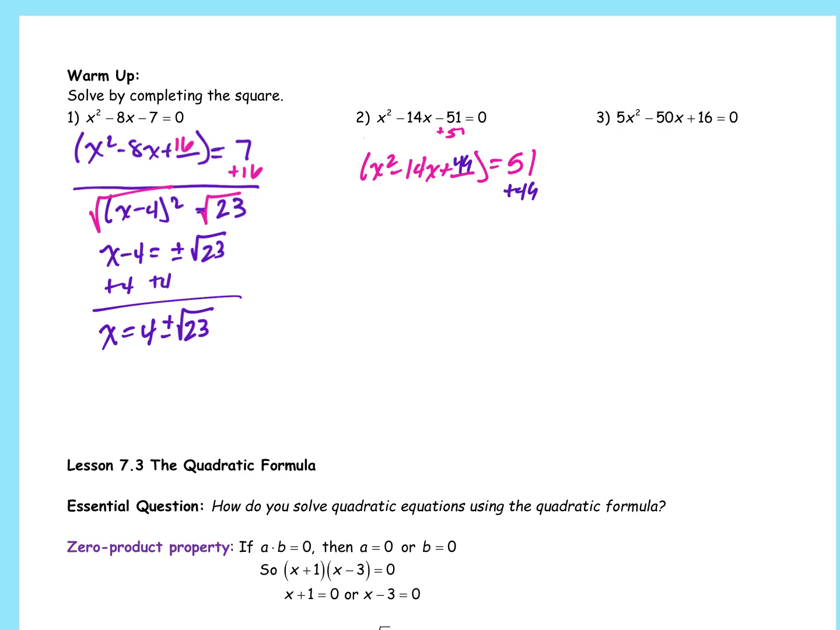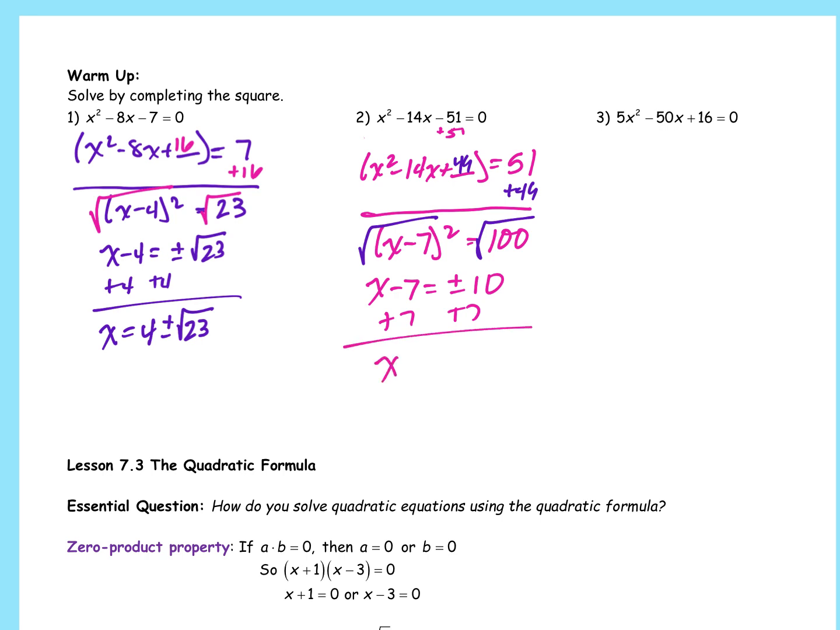And so I get, let's see, what does this factor to? X minus 7 squared equals 100. Yeah, 100. Square root. So we've got x minus 7 equals plus or minus 10. Add 7. So x is going to equal 17 or negative 3. Nice job, Donna.